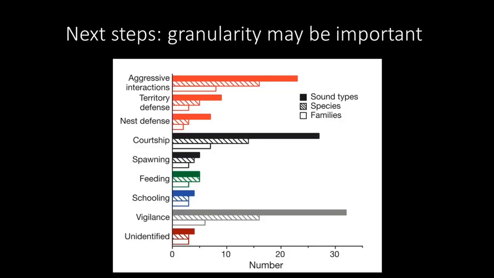And so I just want to end by showing you that there's a huge diversity of fish behaviors that are associated with sounds. This is from a catalog of fish sound production in Hawaii, actually. And there are just a number of behaviors in which fish produce sound: vigilance, schooling, courtship, agonistic interactions, and so on.